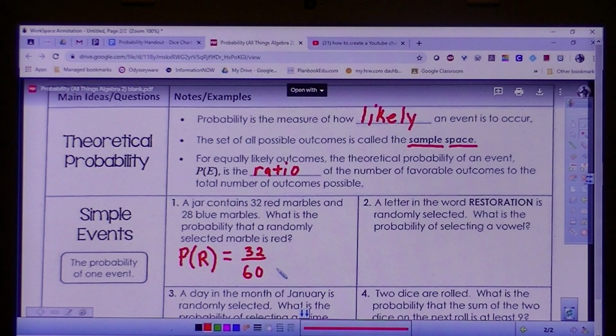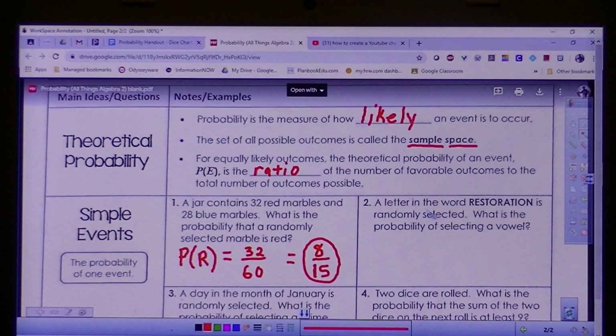Very simple, not getting too fancy. But it is a fraction, right? So we always need to reduce our fractions. I see that we can reduce both of these by dividing both of them by 3. When we do so, we get 8 over 15. And so that would be our probability right there. So let's go to our next example.